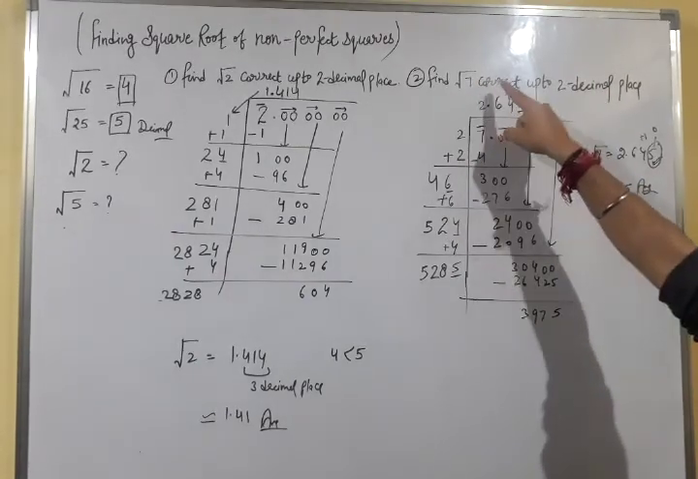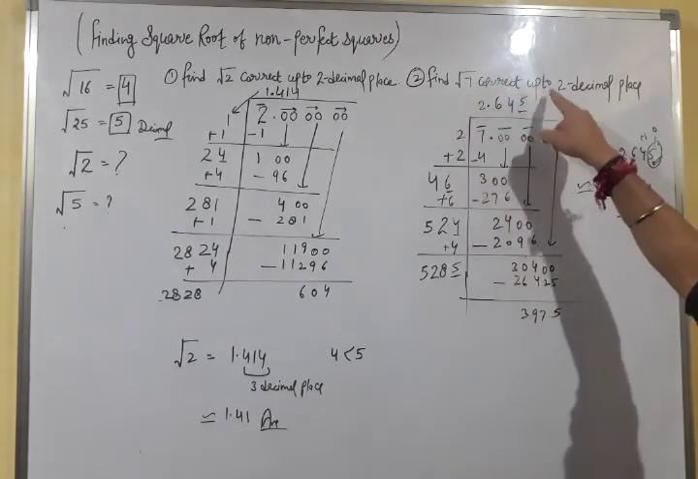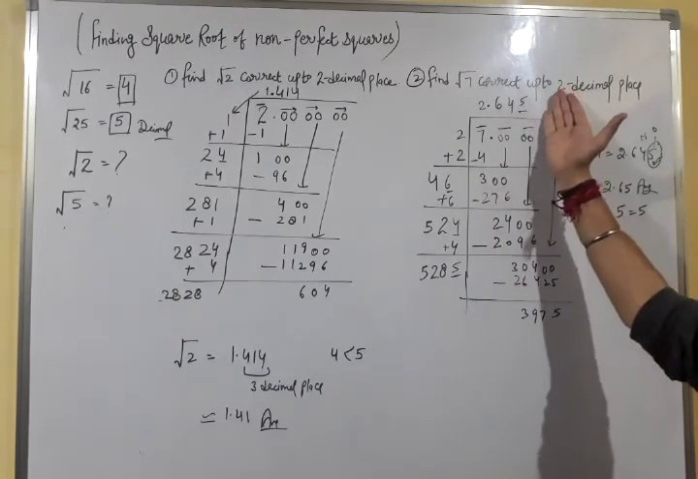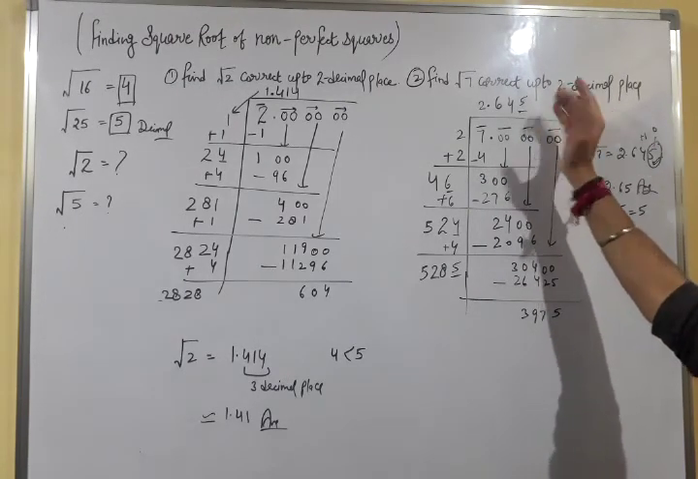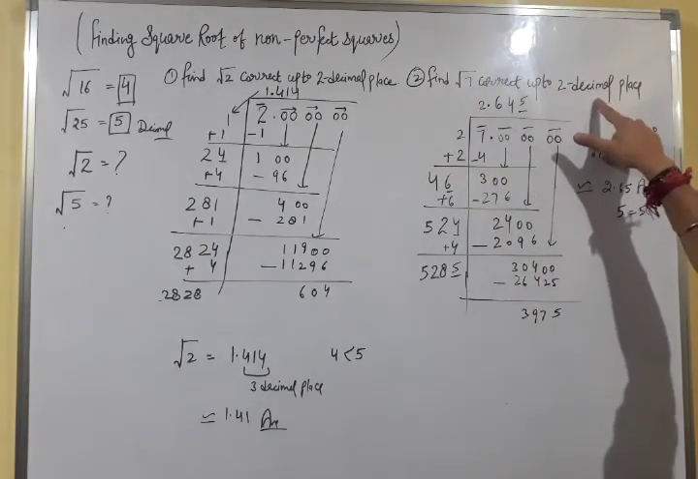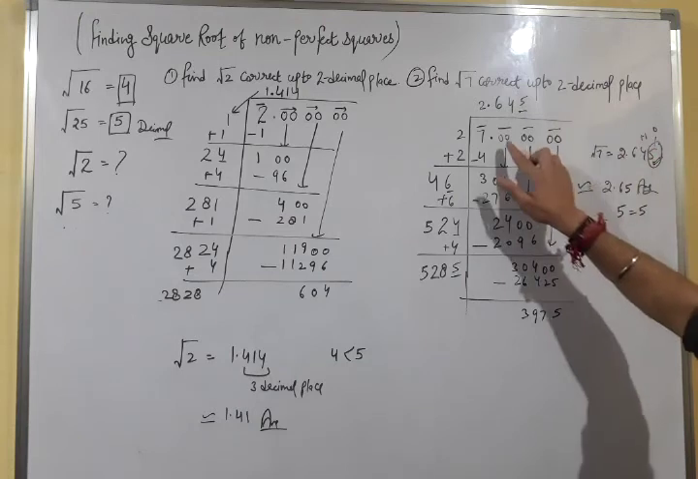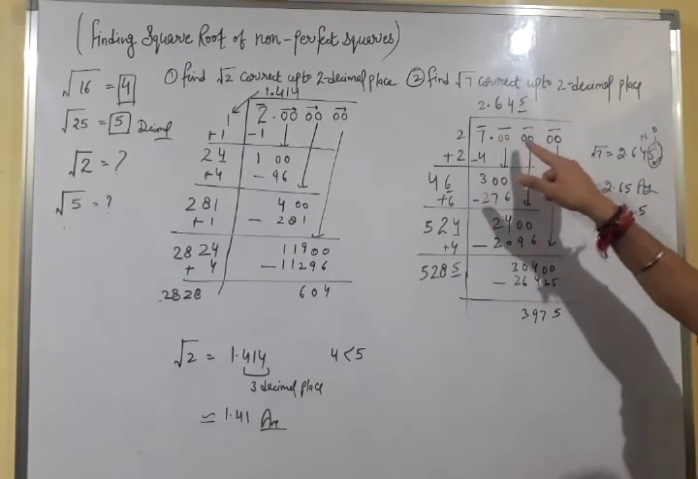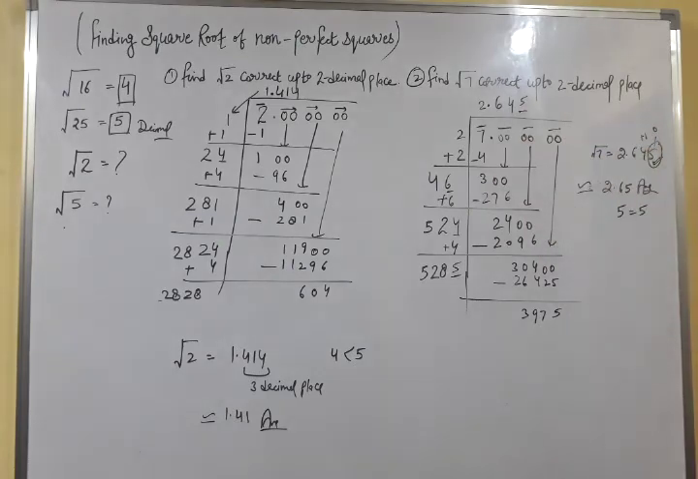If you need to find the square root of 7 corrected up to 1 decimal place, then you have to write only 4 zeros. If you have to find square root 7 corrected up to 2 decimal places, then you have to write 6 zeros, means 3 places. This is the process by which you can find the square root of non-perfect square numbers.